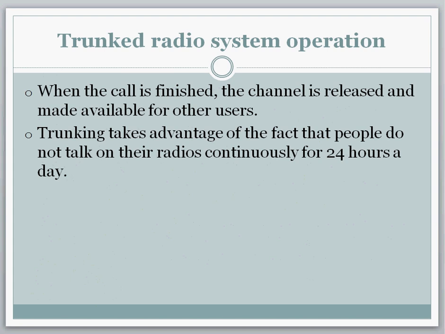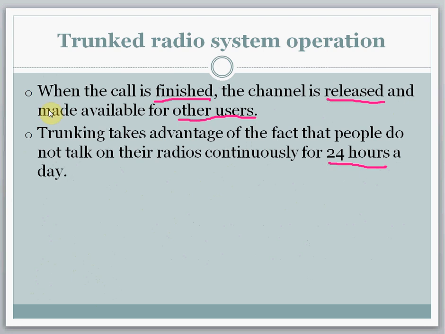So in this one, whenever the system assigns a channel to a particular talk group, when the communication is finished, the channel is released and made available for other users in the trunk radio system. Whereas in conventional, it is not released. It is fixed for one channel, one talk group. But here, whenever the call is finished, that channel is released as a resource back to the system. And when a new talk group requests a call, the system will check which channel is available and assign it. So trunking takes advantage of the fact that people do not talk on the radio continuously for 24 hours. So this is about the basic trunk system.